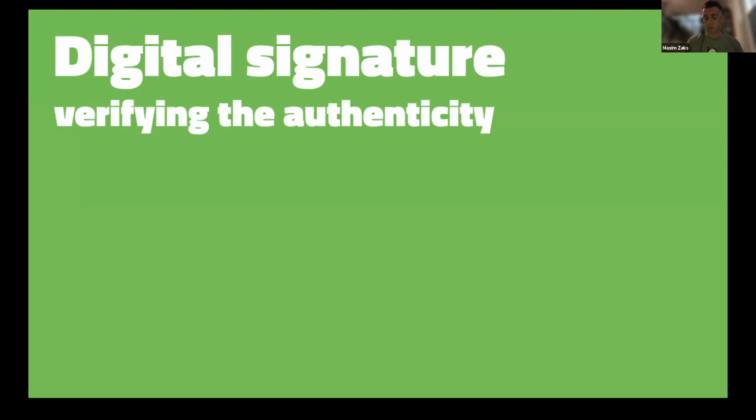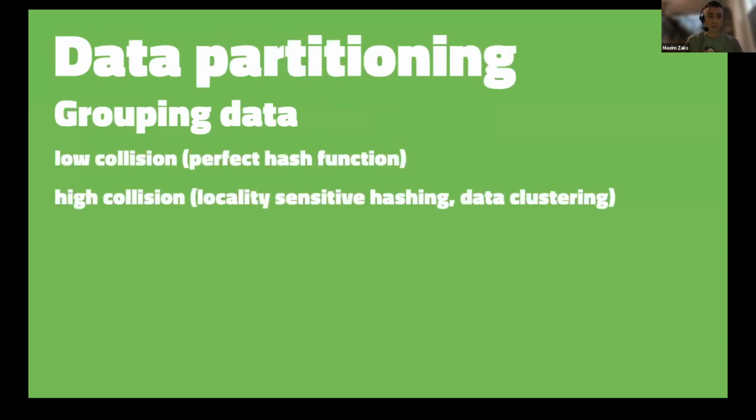This goes in the direction of cryptographic hash functions, and those hash functions are mostly 256-bit or 512 or even higher, depending on how secure we want them to be. Right, and last but not least is data partitioning. So basically here we think about grouping data, and here we have two use cases. We would like to have low collision, or in the best case scenario, a perfect hash function.